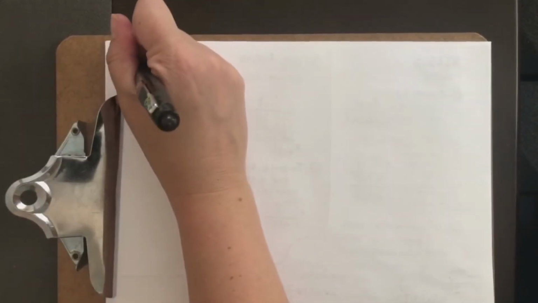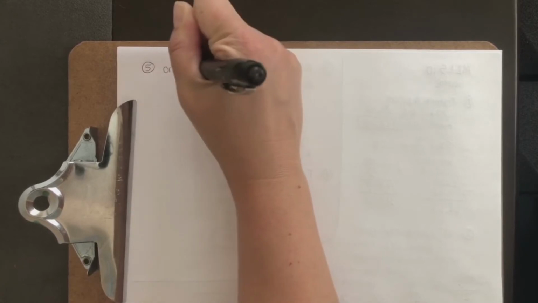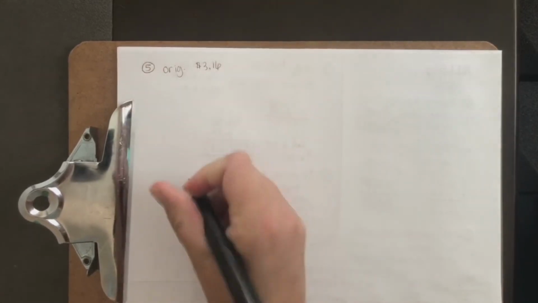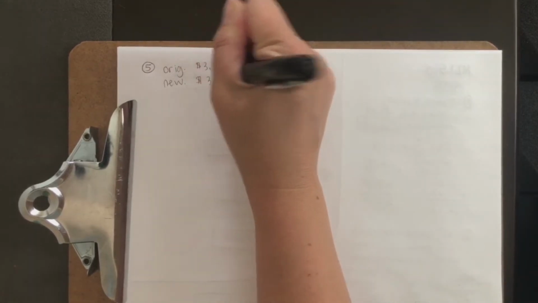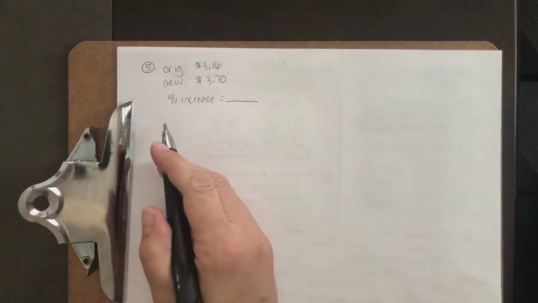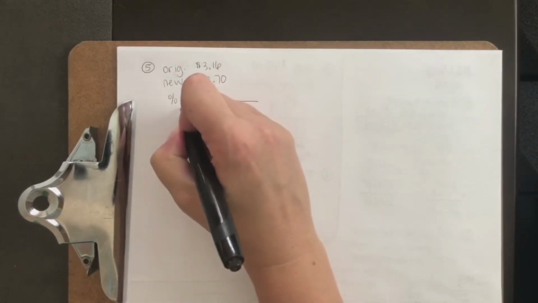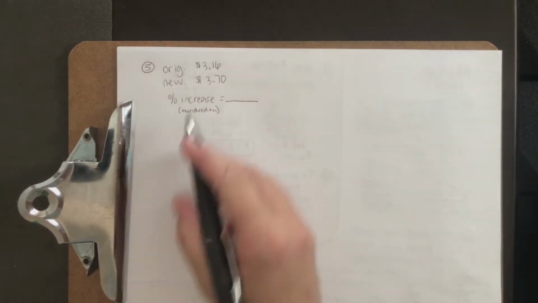Number 5. Last summer, the cost of a bushel of corn rose from $3.16 to $3.70. What was the percent of increase in cost? Round your answer to the nearest hundredth if necessary. Okay, so original price was $3.16. New price is $3.70. So percent increase equals, and we'll figure that out. And we need to round to the nearest hundredth. I'm just gonna put that here, hundredth, so I don't forget.